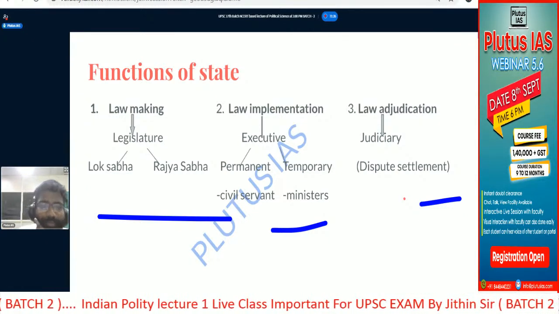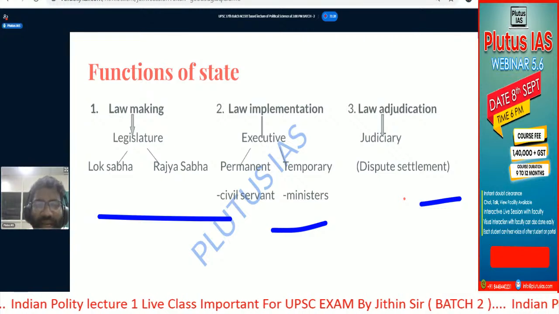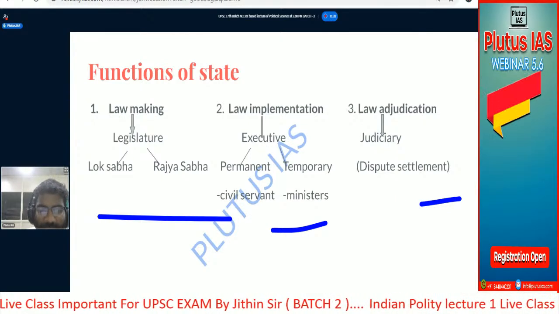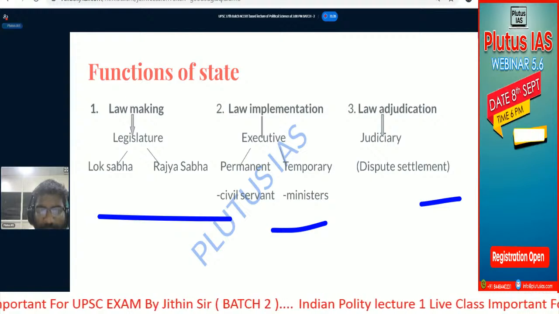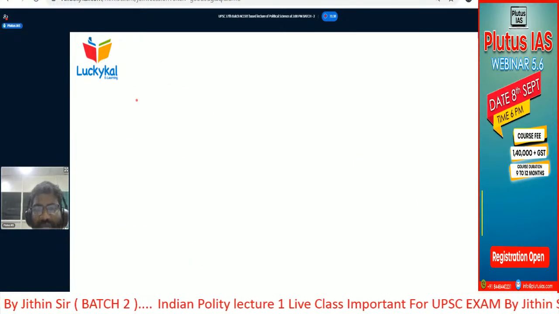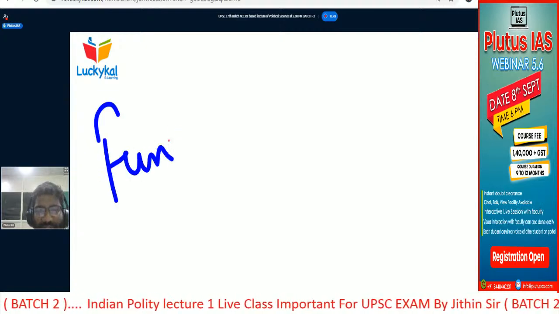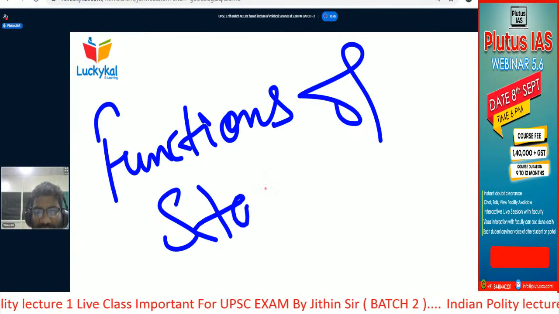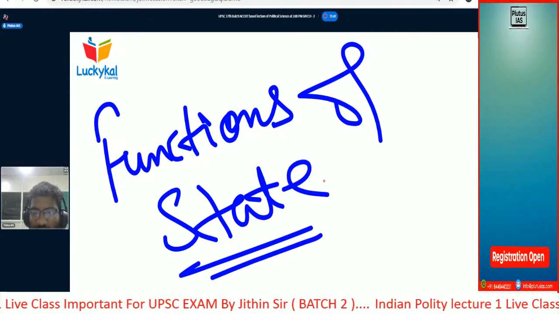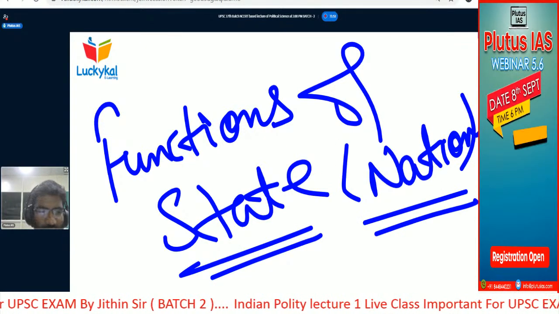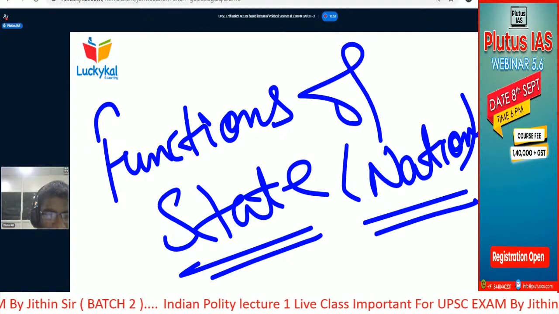And now, functions of a state. What are the functions of a state? State here means nation, okay? What are the functions of state?